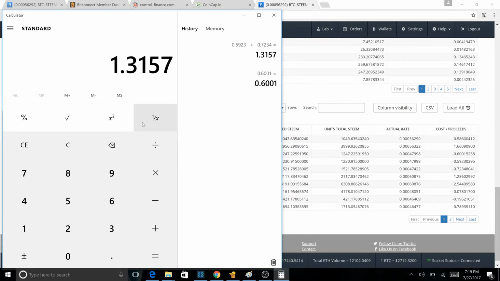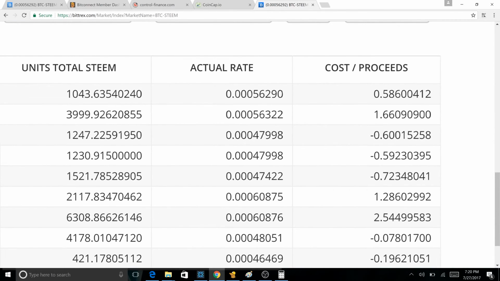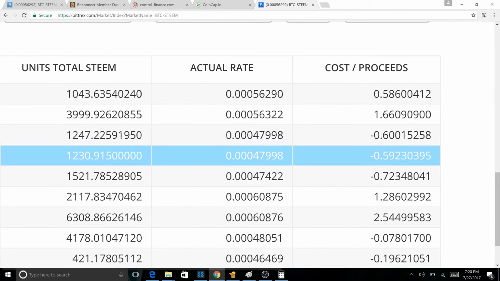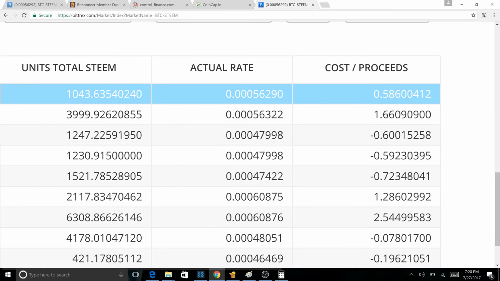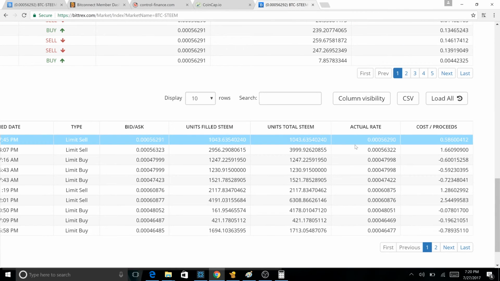That ain't right. Let's try that again. 0.7234 plus 0.5923 plus 0.6001 equals 1.91 minus the, I'm getting all this information out of this top corner over here. These 3 numbers are the ones I added up. That's what I bought STEEM for, and these 2 numbers on top is what I sold them for. So that's how you can configure it.